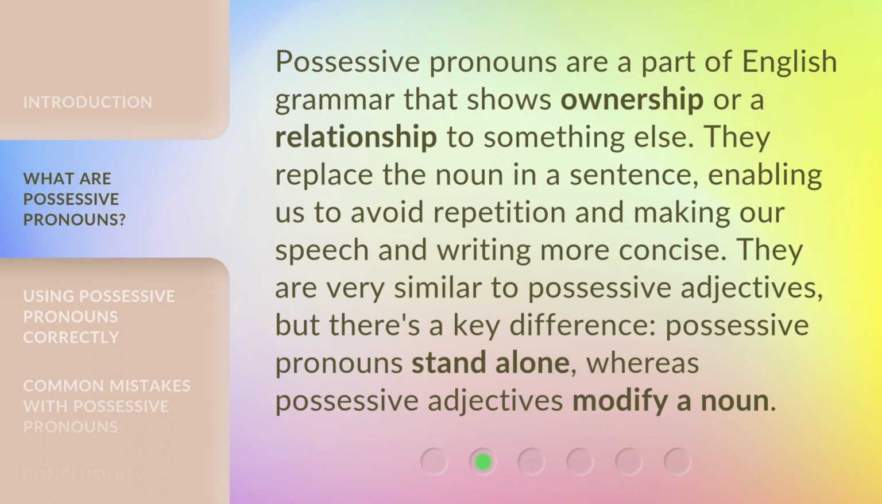Possessive pronouns are a part of English grammar that shows ownership or a relationship to something else. They replace the noun in a sentence, enabling us to avoid repetition and making our speech and writing more concise. They are very similar to possessive adjectives, but there's a key difference. Possessive pronouns stand alone, whereas possessive adjectives modify a noun.